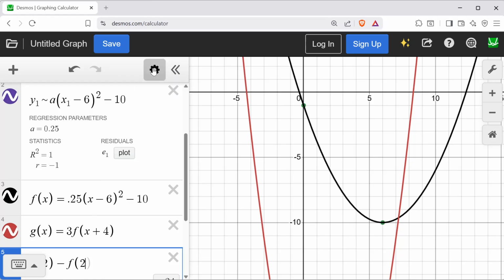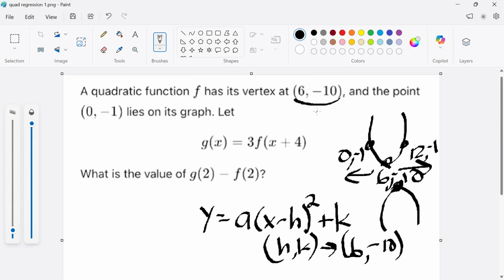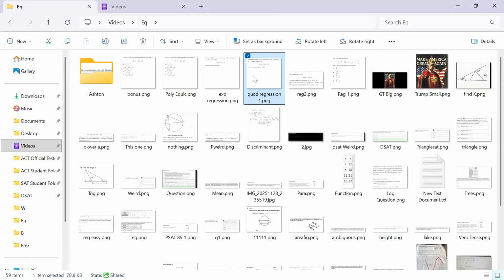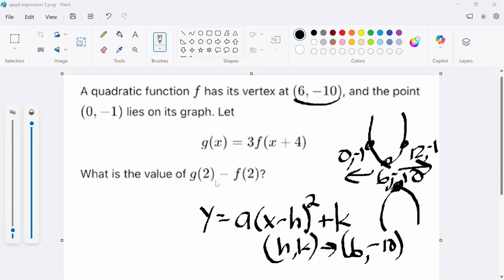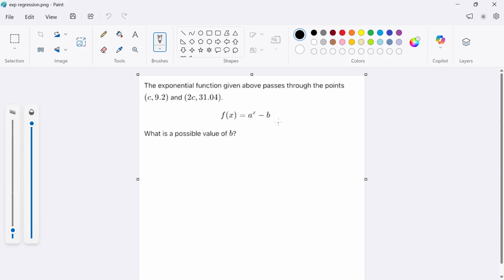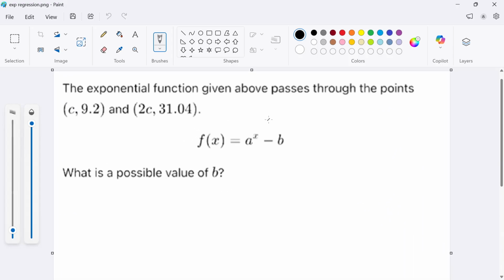All right, let me get rid of this one. I have another one to do. Let me find it. Don't save it. Exponential function. This is an exponential function given below here. It passes through the points C, 9.2, and 2C, 31.04.